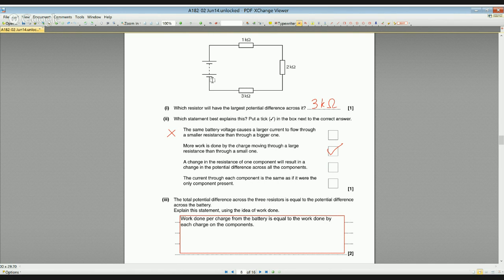What we're saying here is that the charges always leave the battery, set off from the battery with a maximum amount of energy, and they always get back to the battery with no energy left. So the energy that each charge gains at the battery must be used up by the 3 components that the charges pass through.